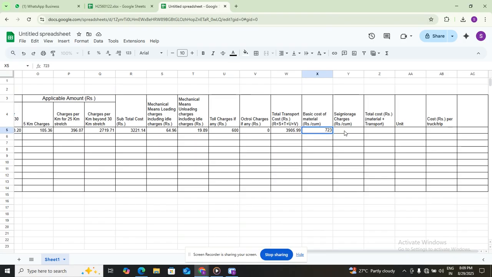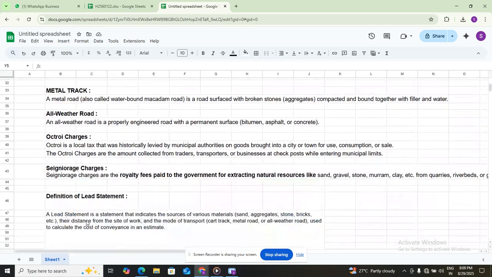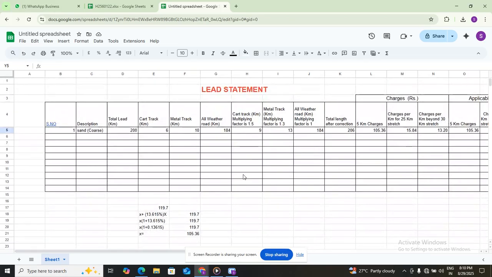Okay, 723. What are the sewerage charges? We are using government materials, these localized materials. The definition is that sewerage charges are the royalty fees paid to the government for extracting natural resources. Natural resources are the government's responsibility, so we need to pay money to the government. That's a royalty fee. Materials like sand and gravel are natural materials we extract, so we need to pay royalty fees to the government. That is called sewerage charges.